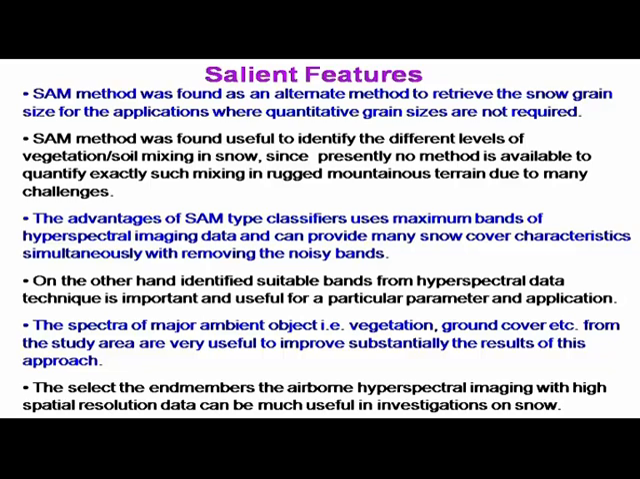On the other hand, identifying suitable bands from hyperspectral data is important and useful for a particular parameter and application. For the spectra of major ambient objects, that's vegetation, ground cover, one has to collect the signature of all those types of vegetation which are there in the field. That's the selection of end members. Airborne hyperspectral imaging with high spatial resolution can be very useful in the investigation of snow.